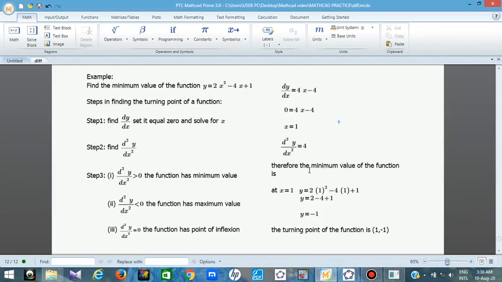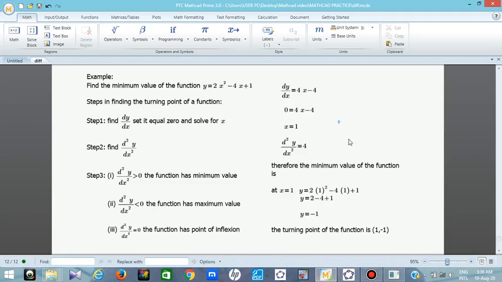Then what will now be this minimum value? So at x equals 1, which is the value you got from setting dy/dx to 0, substitute into the function, and you will get your value for y. y is equal to minus 1. So the turning point of that function is going to be 1 for x, comma, minus 1 for y.